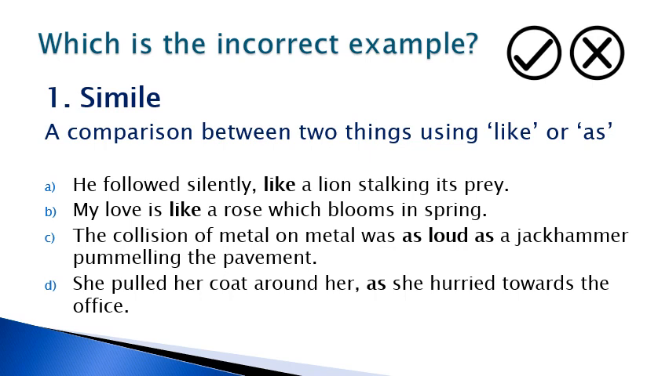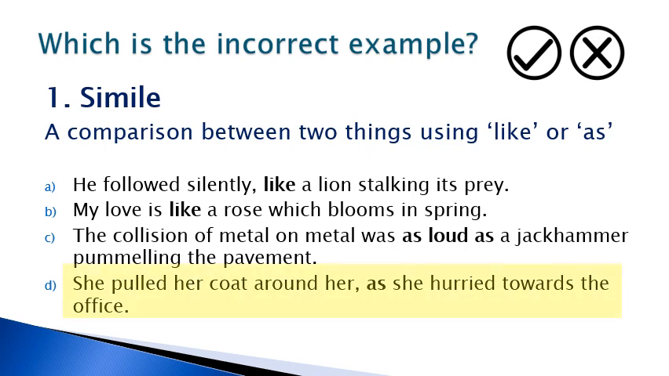Simile, a comparison between 2 things using like or as. So which one of these is not a simile? A: He followed silently like a lion stalking its prey. B: My love is like a rose which blooms in spring. C: The collision of metal on metal was as loud as a jackhammer pummeling the pavement. D: She pulled her coat around her as she hurried towards the office.